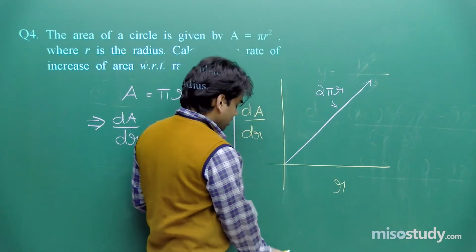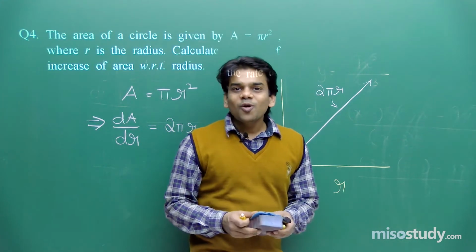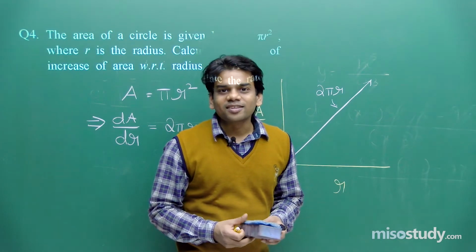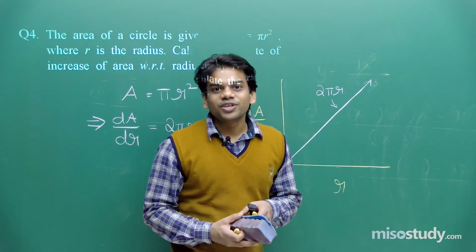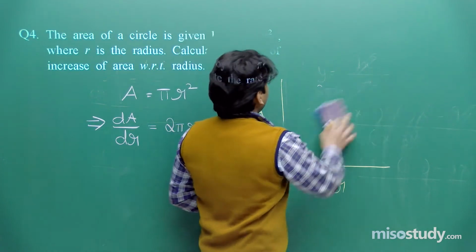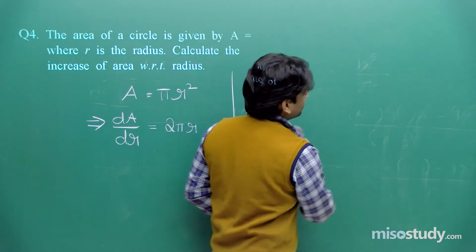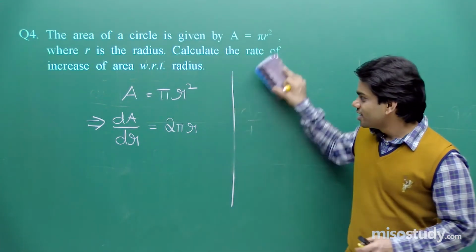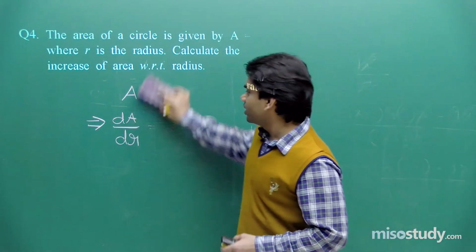Hope that this would make you understand how you can understand the rate measurer, that is, differentiation is the rate measurer. Clear to you all? I believe that's quite simple and easy. With this, let's go ahead with the next problem.